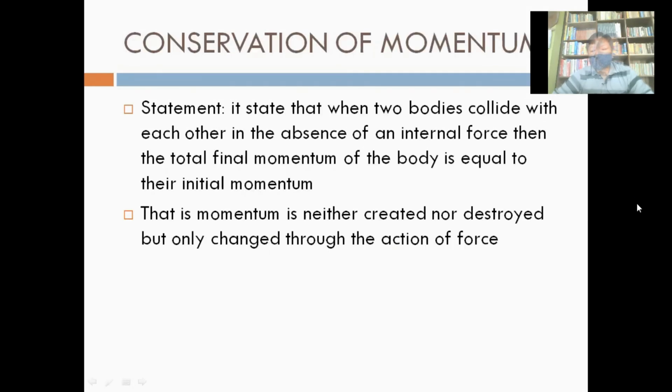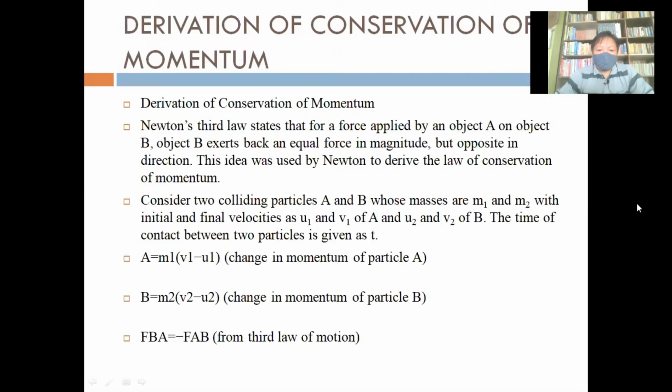Let's go to the next. Conservation of momentum. The law of conservation of momentum states that when two bodies collide with each other in the absence of an external force, then the total final momentum of the bodies is equal to their initial momentum. That is, momentum is neither created nor destroyed, but only changed through the action of force. So let's derive the formula of conservation of momentum.